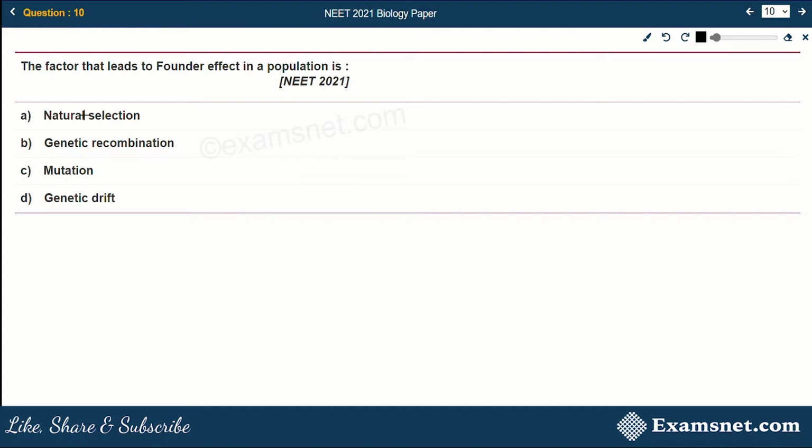Question number 10 is from the chapter Evolution, class 12, and the question is: the factor that leads to founder effect in a population is, and the options are natural selection, genetic recombination, mutation, and genetic drift. And the correct option is genetic drift.